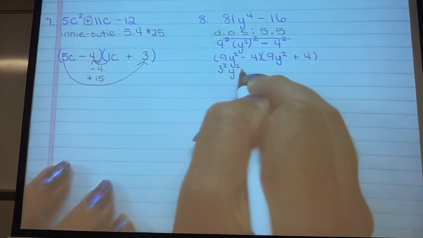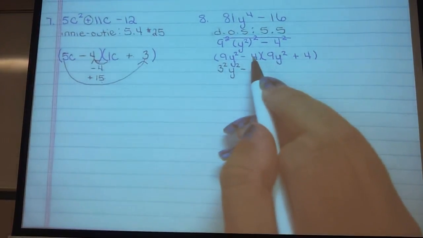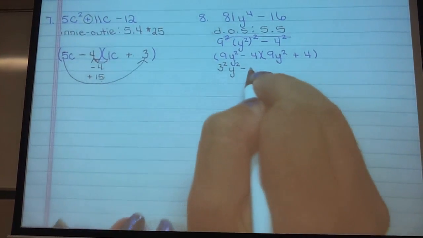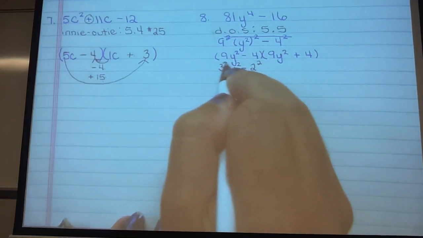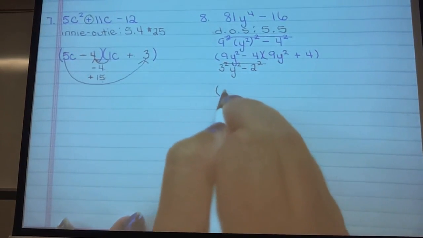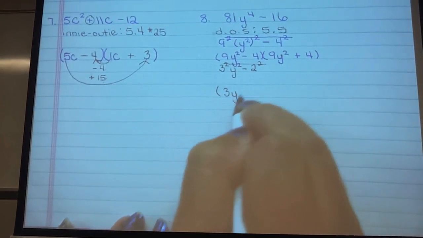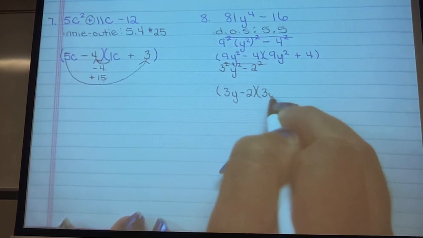What if we left it that way? You're not done and you don't get full credit. And how would you break down the 4? 2 squared. So sometimes you can go further. Cross out your 2's. And what are you left with that time? 3y minus 2. Gotta have its conjugate in there, so 3y plus 2.